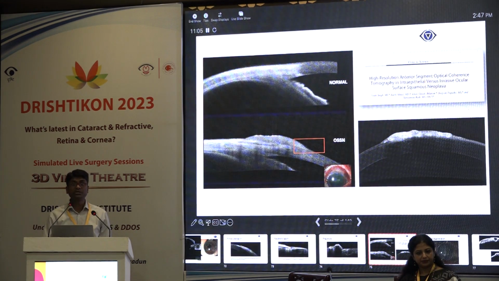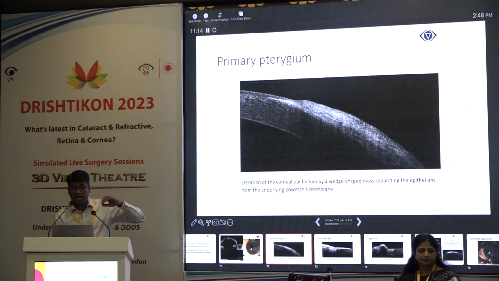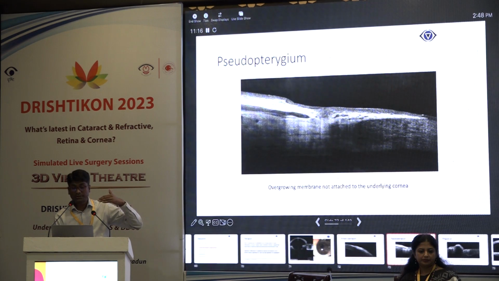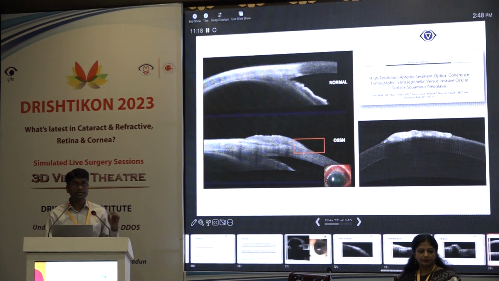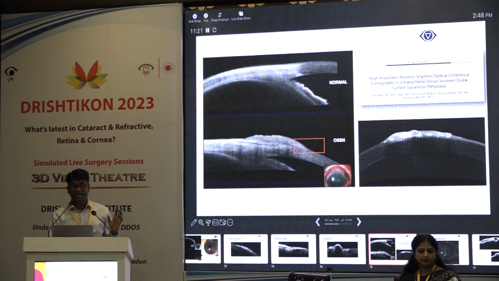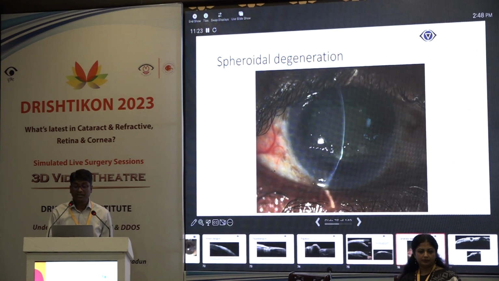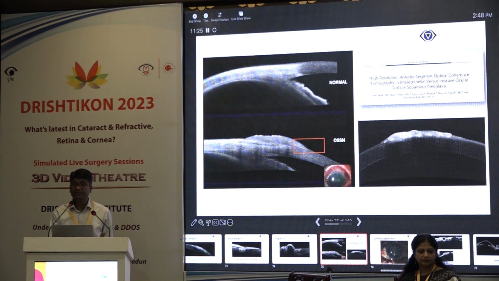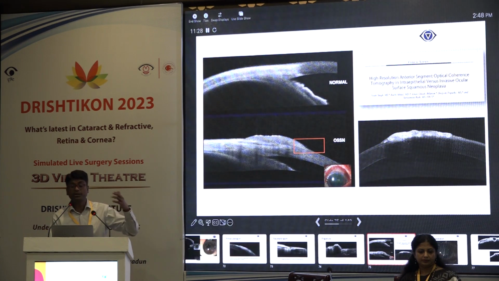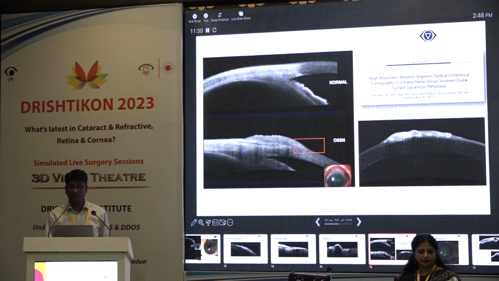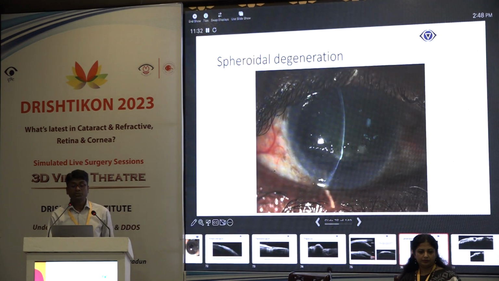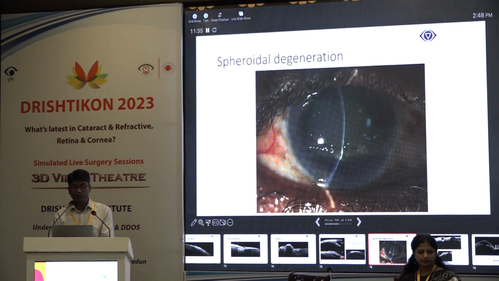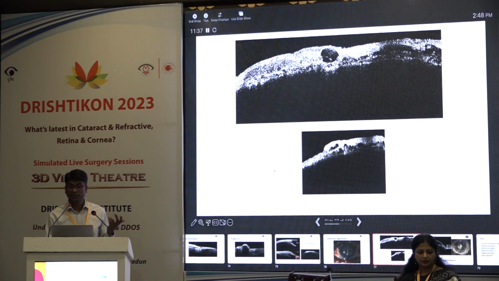extremely helpful is when you have a suspicion of OSSN or surface neoplasia. Here, this mass is within the epithelium, while in pterygium, it was under the epithelium. So if you have a suspicion of OSSN, OCT is really diagnostic and it helps a lot. Rather, we can even find out whether it is an invasive OSSN or intraepithelial neoplasia.